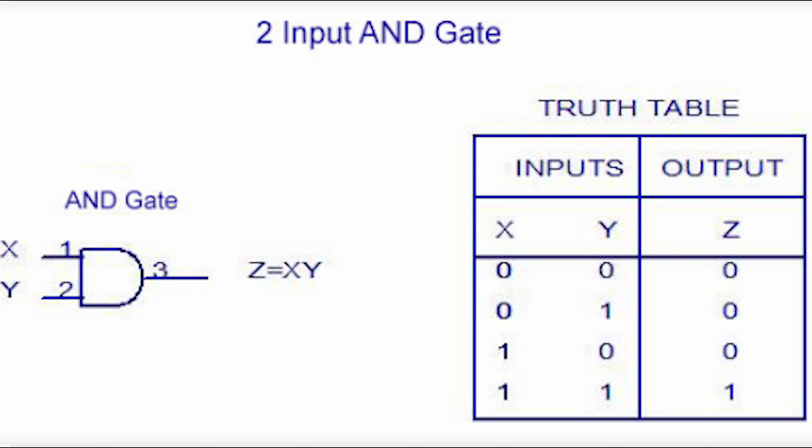We will use the 7408 IC, which contains 4 independent AND gates. Later, we will build one of them on the breadboard.